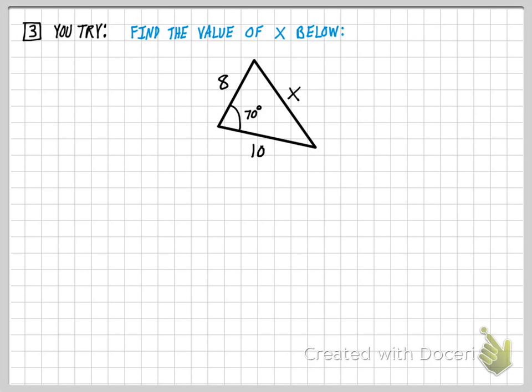Alright, here's a you try. Once again, you have side angle side to kind of start. Your job is to find x. This is very similar to the last example. If you need to, watch that again. But find the missing length x here.